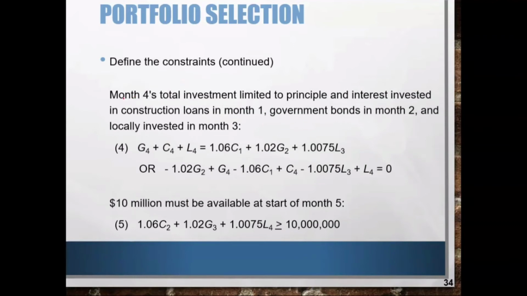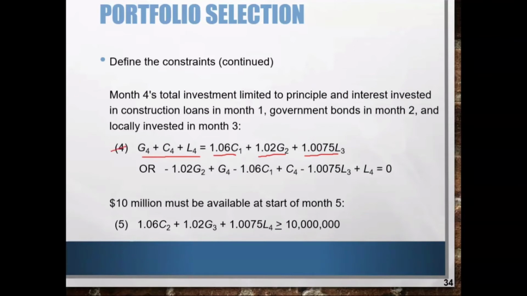Then in month 4, total investment is limited to principal and interest invested in construction loans in month 1, government bonds in month 2, and locally invested in month 3. So we have this constraint: month 4, G4 plus C4 plus L4 is equal to 1.06 C1, 1.02 G2, and 1.0075 L3.